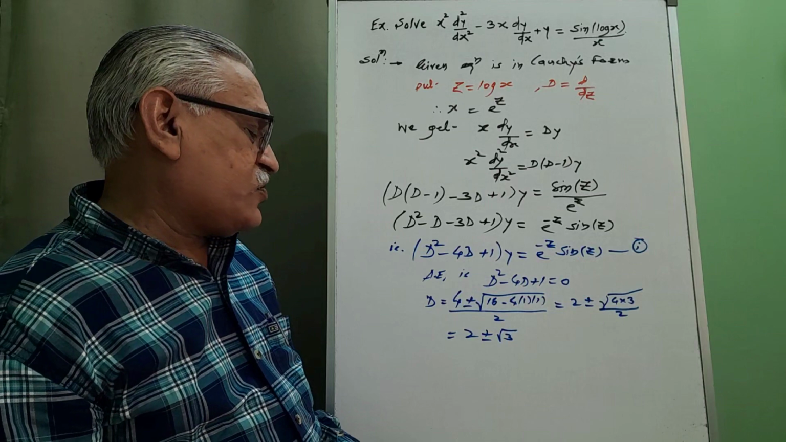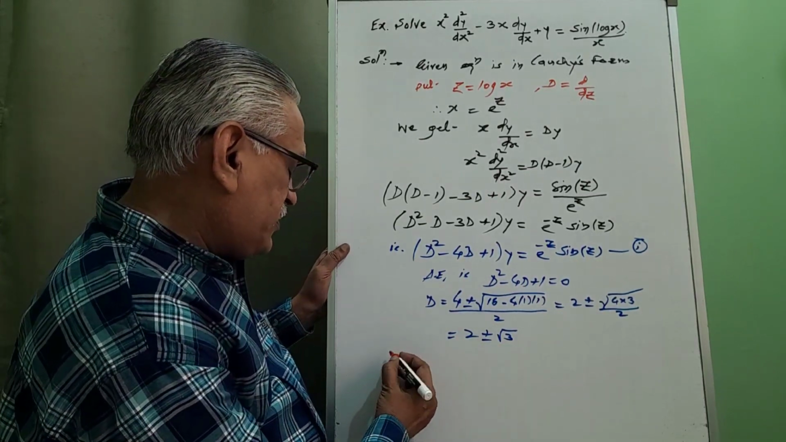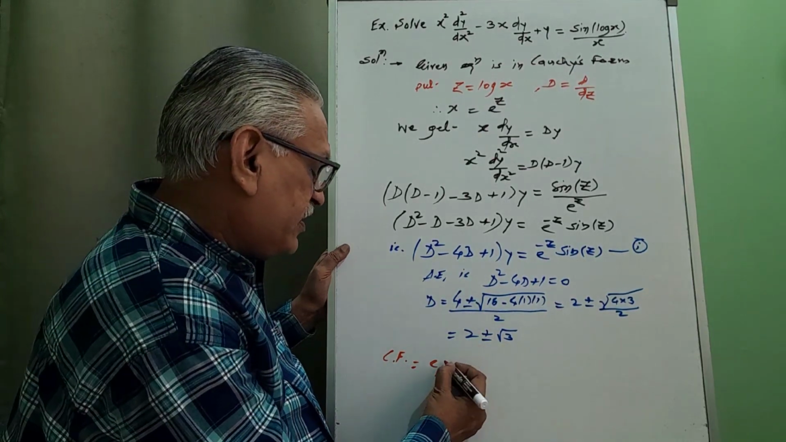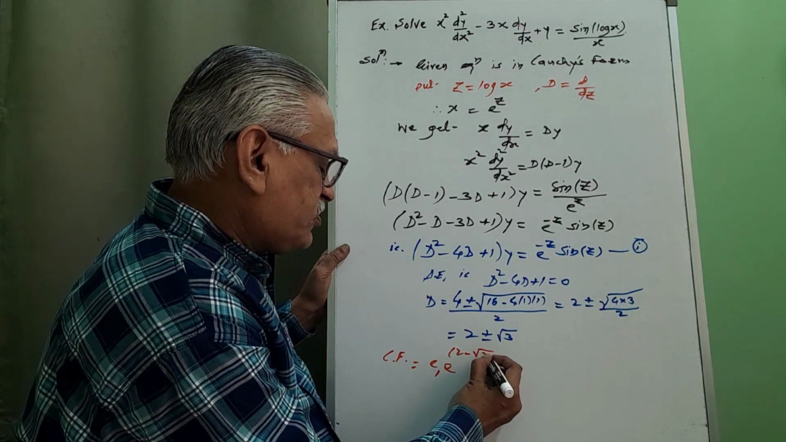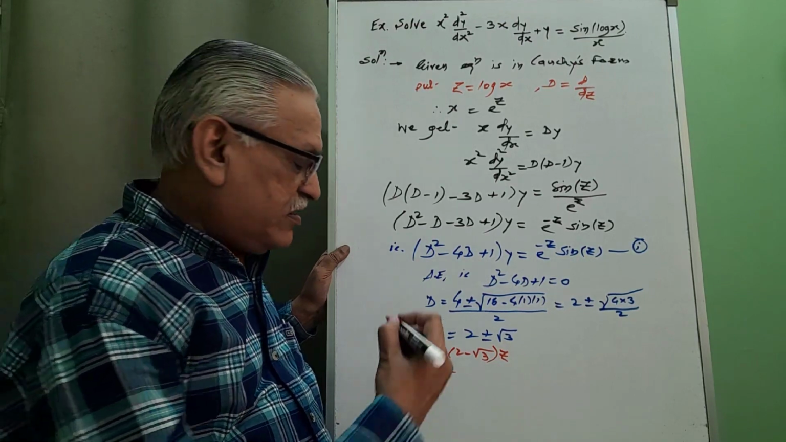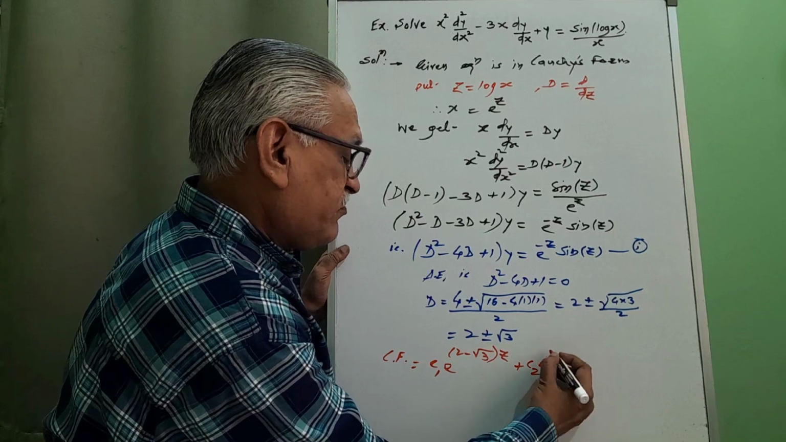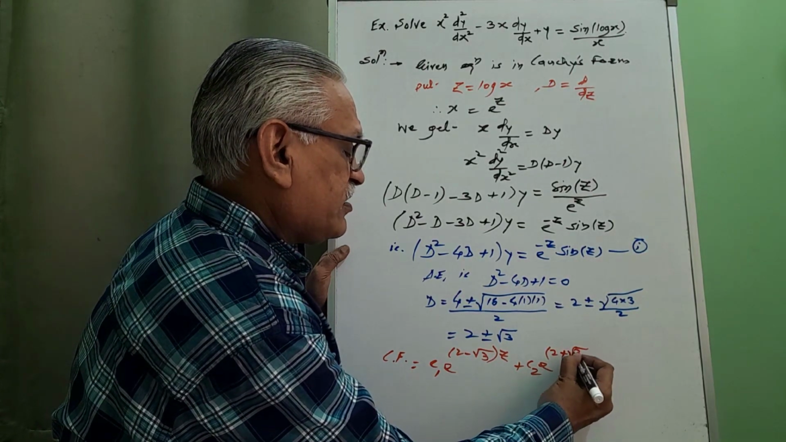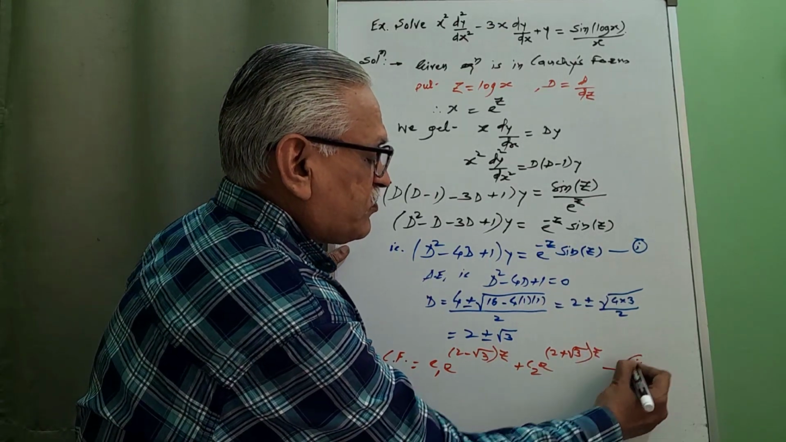And as we get 2 different roots, we write down the CF as C1 e raised to m1 x. Here it is e raised to 2 minus root 3, and instead of the x variable it is z here, plus C2 e raised to m2 x, e raised to 2 plus root 3 times z, and we call this equation 2.